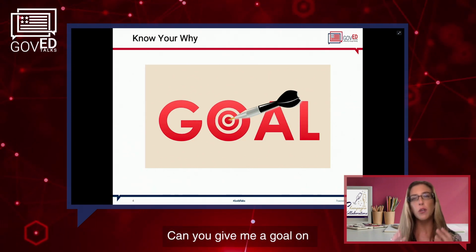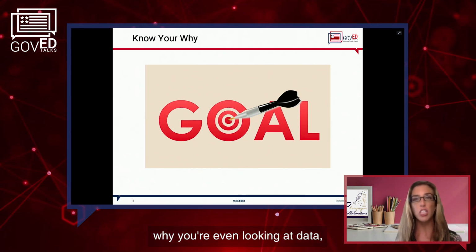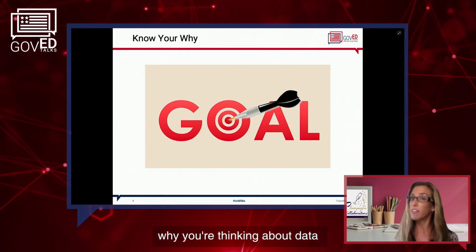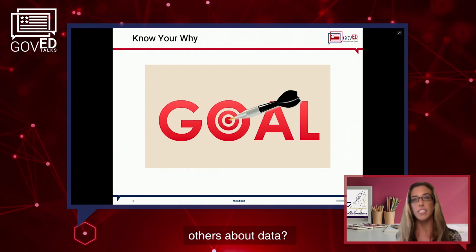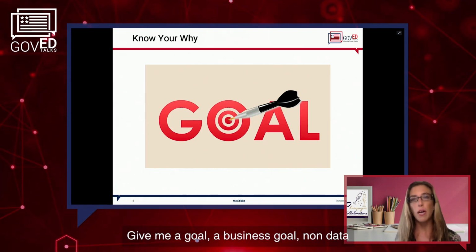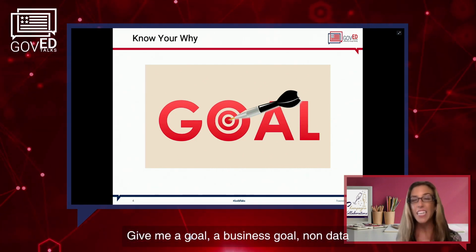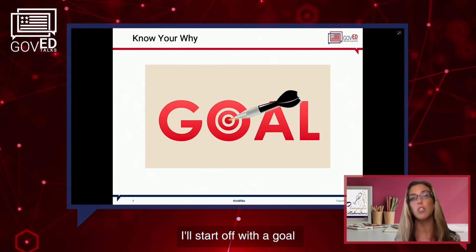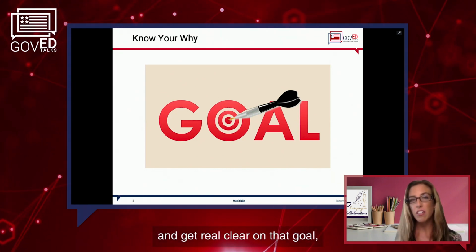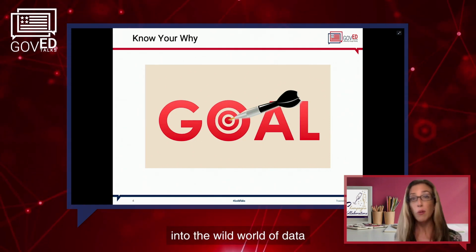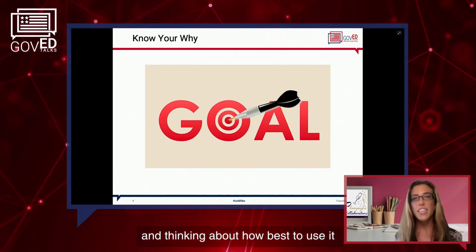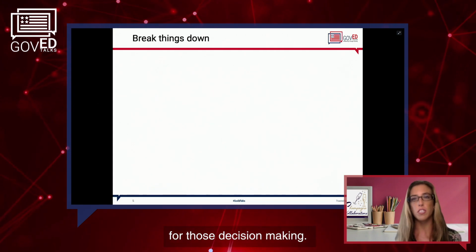Can you give me a goal on why you're even looking at data, why you're thinking about data, or why you're even asking others about data? Give me a goal, a business goal, non-data, technical, anything else. Start off with a goal and get real clear on that goal, because then you can start delving into the wild world of data and thinking about how best to use it for those decision making.